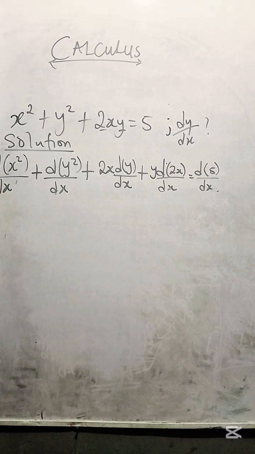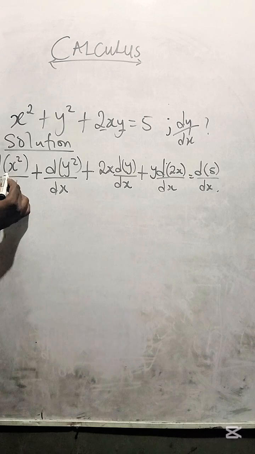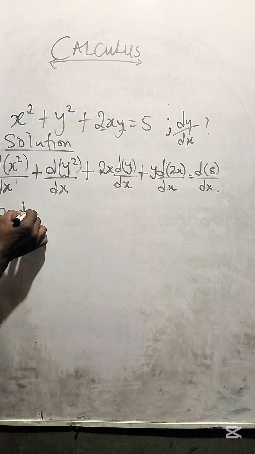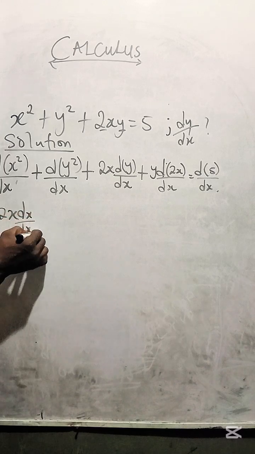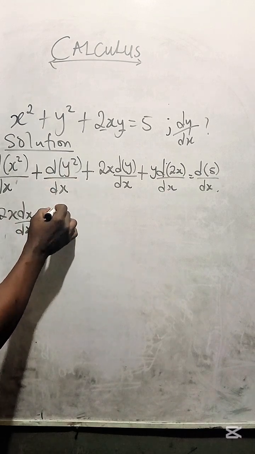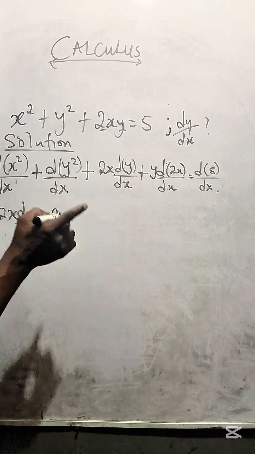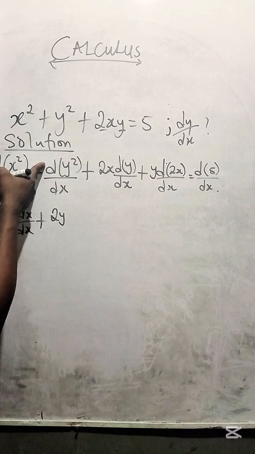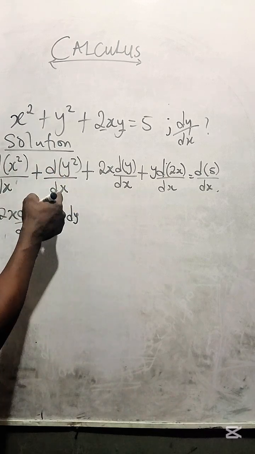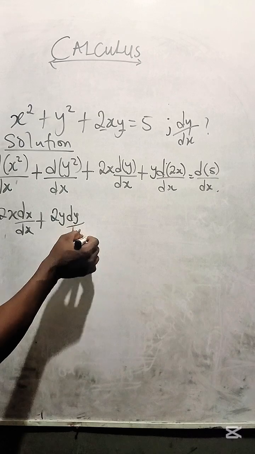Now, when you're differentiating, be very careful. Here, if you differentiate x squared, you have 2x, because we actually differentiated x with respect to x, we have dx/dx. Plus, if you differentiate y squared, you have 2y. Also, we differentiated y here, so you have dy with respect to what? x.